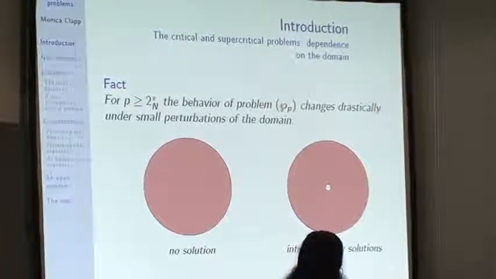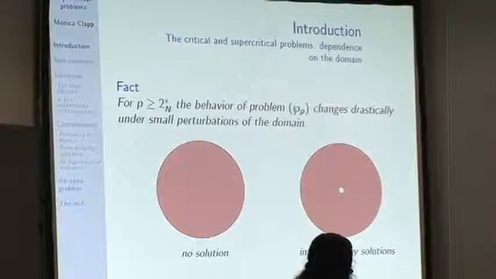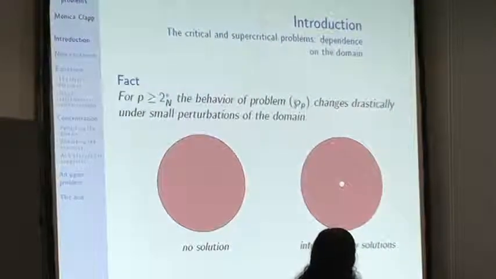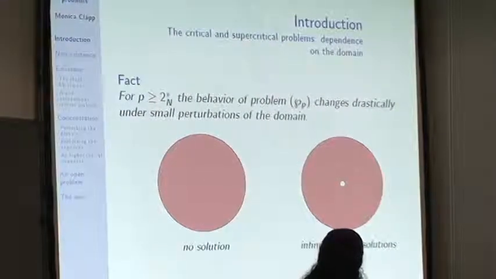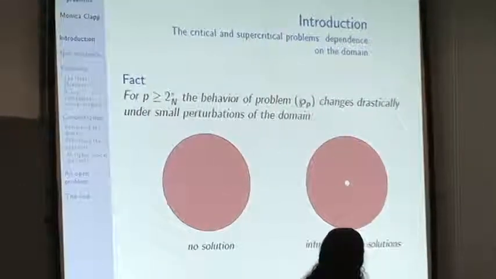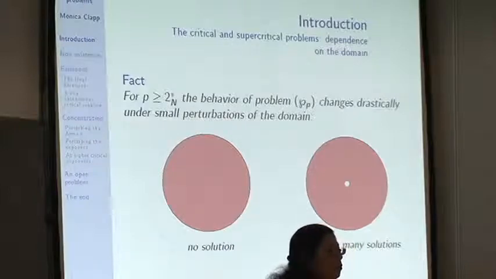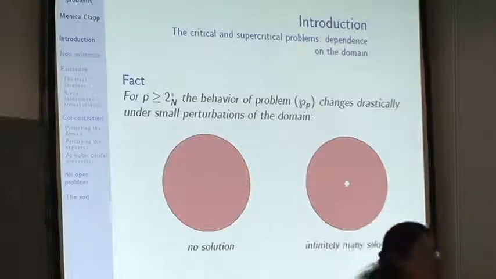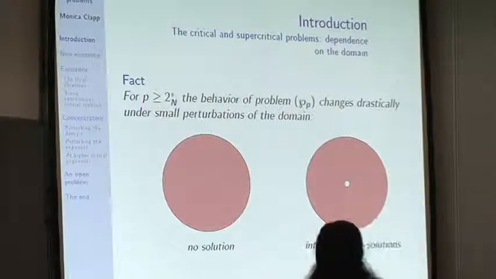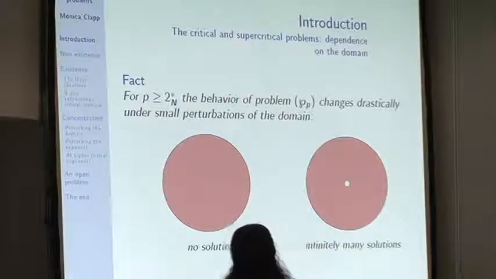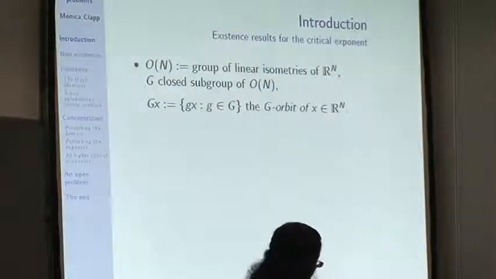So now let me... This result depends on the fact that the domain has many symmetries. But this domain also has many symmetries. So what's the difference between both of them? Let me speak a little bit about symmetries.